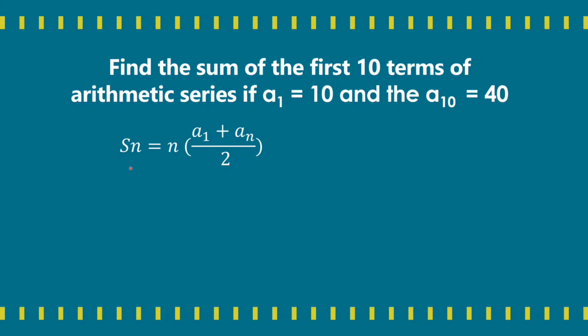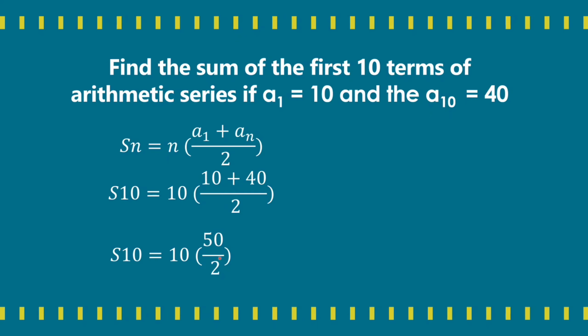So in substitution, S sub 10 is equal to n, which is 10, times a sub 1, which is 10, plus a sub n, which is a sub 10, is 40, all over 2. So 10 plus 40 is 50, over 2, multiplied by 10. So S sub 10 is equal to 10 times 25 because 50 over 2 is 25. So our S sub 10, or the sum of the first 10 terms, is 10 times 25, which is 250.